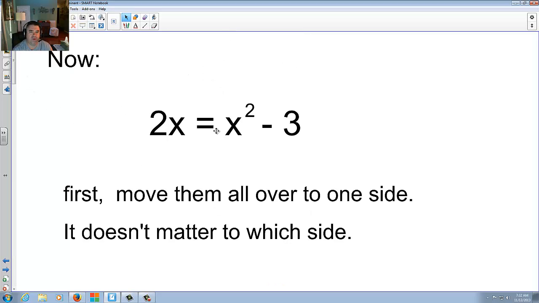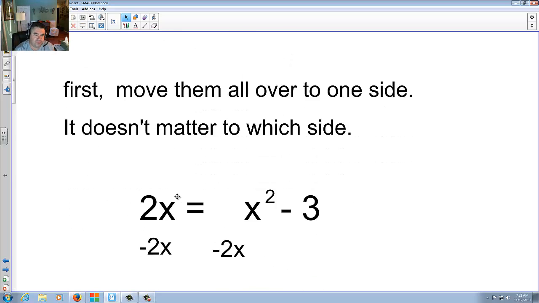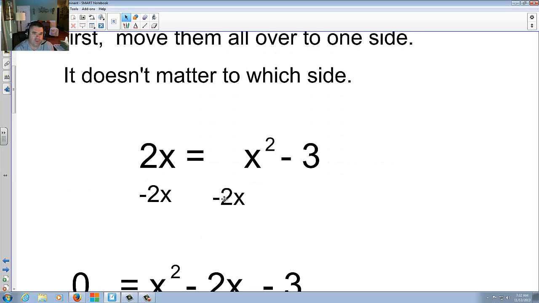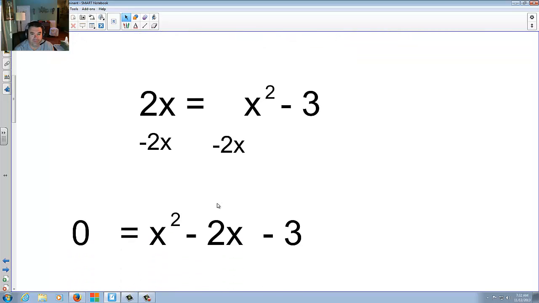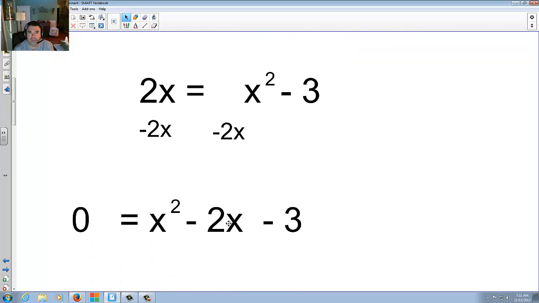Now this, 2x equals x squared minus 3. First of all, you move them over to one side, as we've done in lessons past. It really doesn't matter which side you move them to because whether the parabola is like this or like this, it's going to go through the intercepts the same way. So I'm just going to go ahead and move this over this way, minus 2x. So now I have x squared minus 2x minus 3.